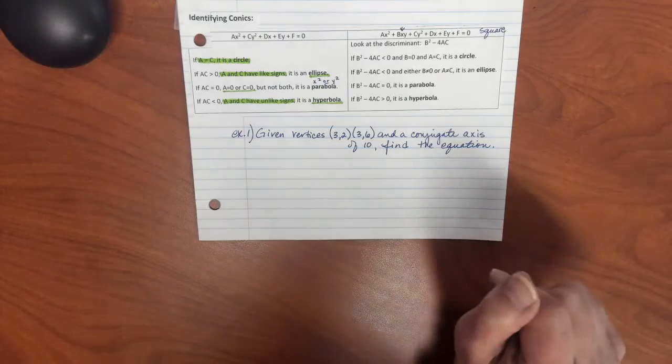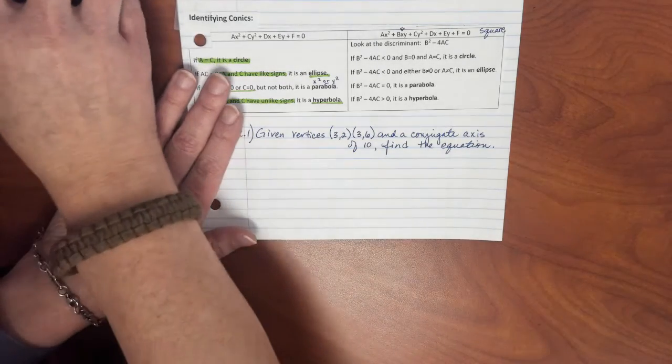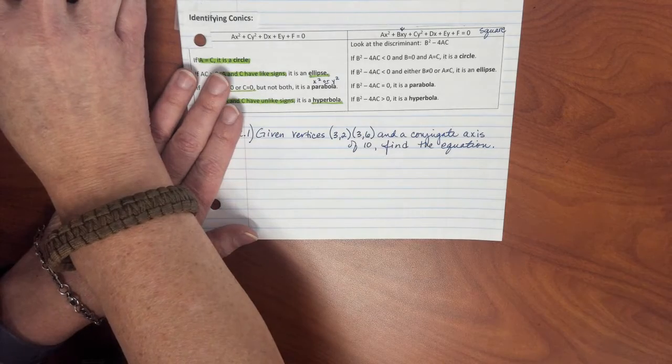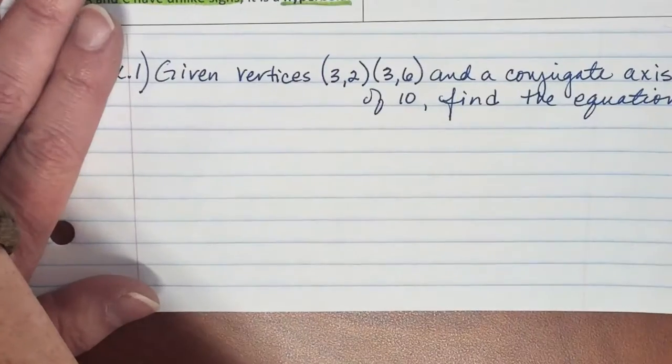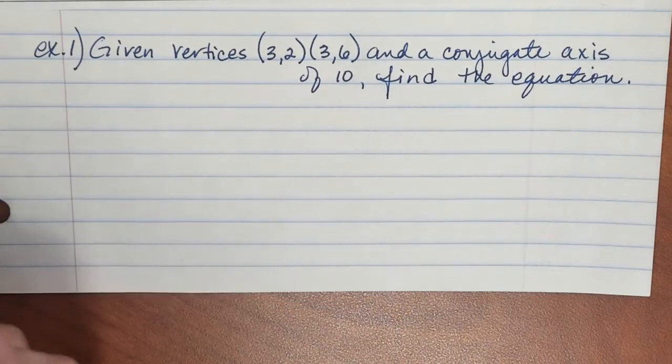Welcome to your second video on hyperbolas. Right now we're going to do an example, and let me zoom in here a little bit for you. So if you are given two vertices of (3, 2) and (3, 6) and a conjugate axis of 10, we're going to find the equation.